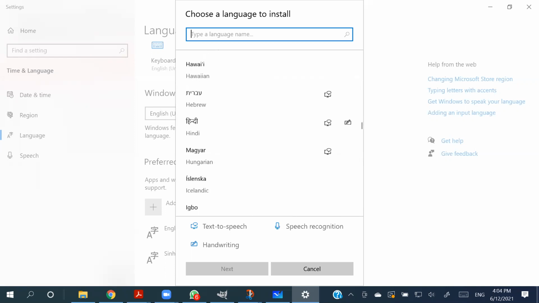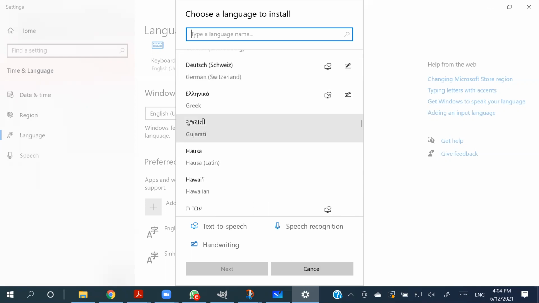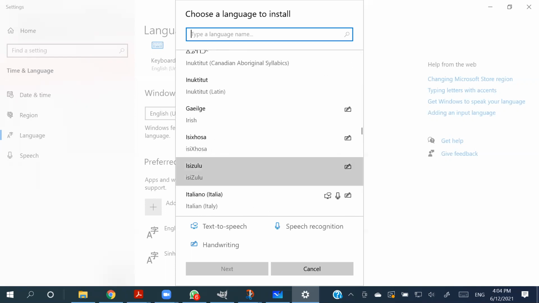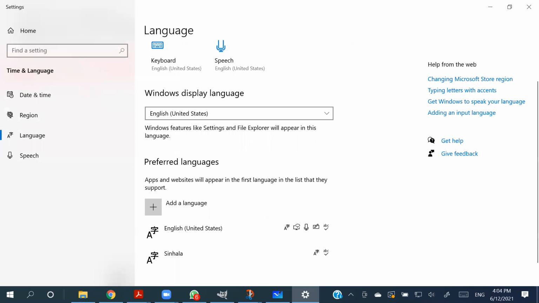The Hebrew here is different. Right? The way this Gujarati is written, it is different and Greek different. Right? So there are many different. So the requirement is huge.